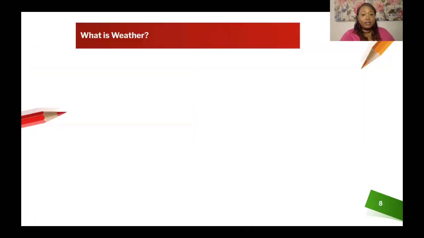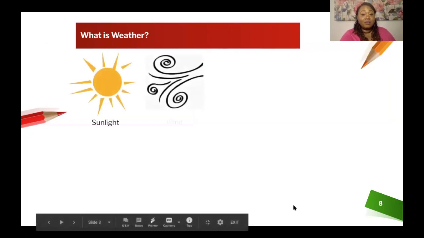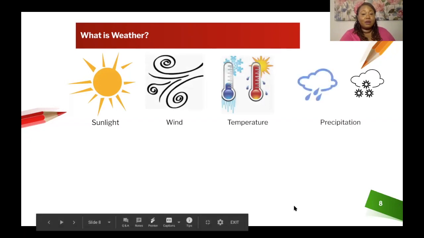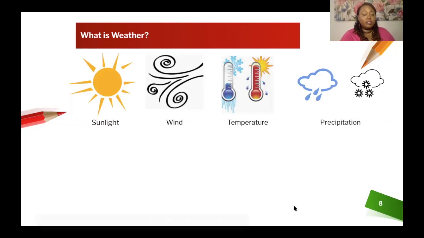So, what is weather? Well, weather is a combination of sunlight, wind, temperature, and precipitation. That's why we have weather, wind, temperature, and precipitation on our chart. So right now, you can start filling out this section about what weather is.